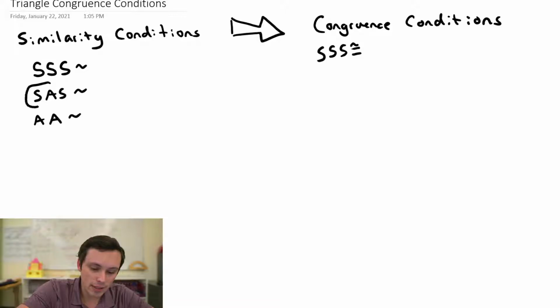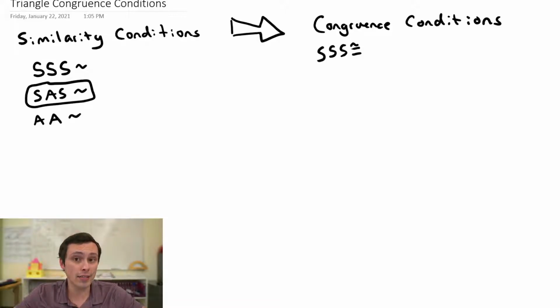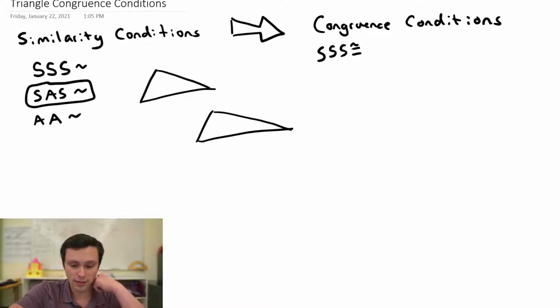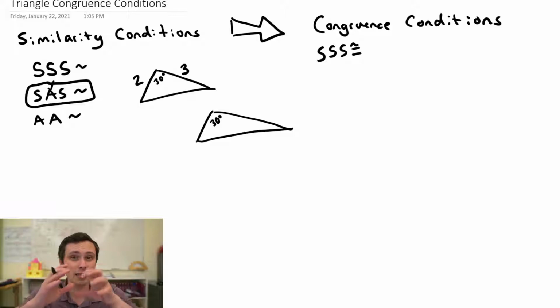Let's remind ourselves, what was our side, angle, side similarity condition? That was when you had two triangles, and in those two triangles, you knew two of the side lengths. So for example, maybe this was 2 and this was 3. And then you also had to have the angle between them. So maybe this was 30 degrees. In your other triangle, you would have to also have a 30-degree angle. That's the A, the matching angle part. And then the side lengths that surround that angle, that's why the A is between the two S's.